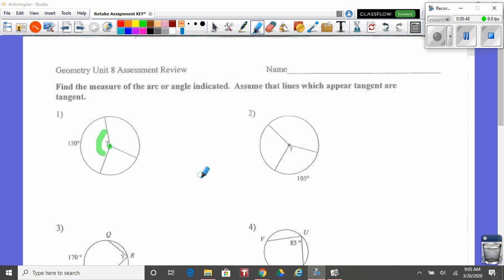Now, these questions won't always be that easy. They will sometimes say, for instance, if I changed up number 2 and just put this here, and let's say that we made this one here be 95 degrees, and we were asked to find this arc. You would need to remember how many degrees are in a circle. So we would have our 360 degrees in the entire circle, and then just subtract the 105 and the 95 to get the remaining amount, which should be 160 degrees, if I did the math in my head right.